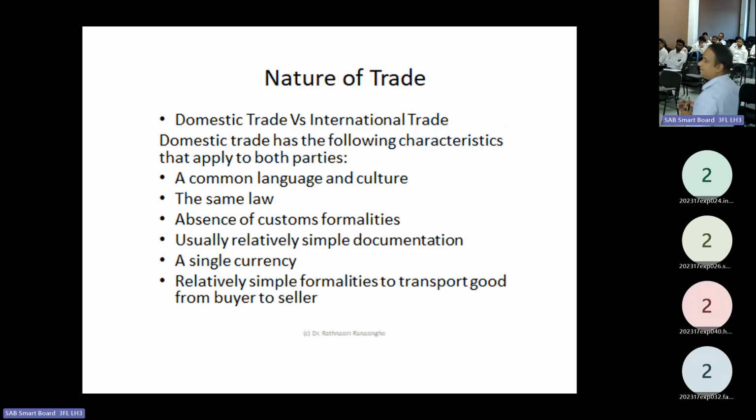Then when we talk about the nature of the trade, we can identify domestic trade and international trade. So what kind of differences do we see between domestic trade and international trade? Now when you come to domestic trade, what are the things that you can highlight?